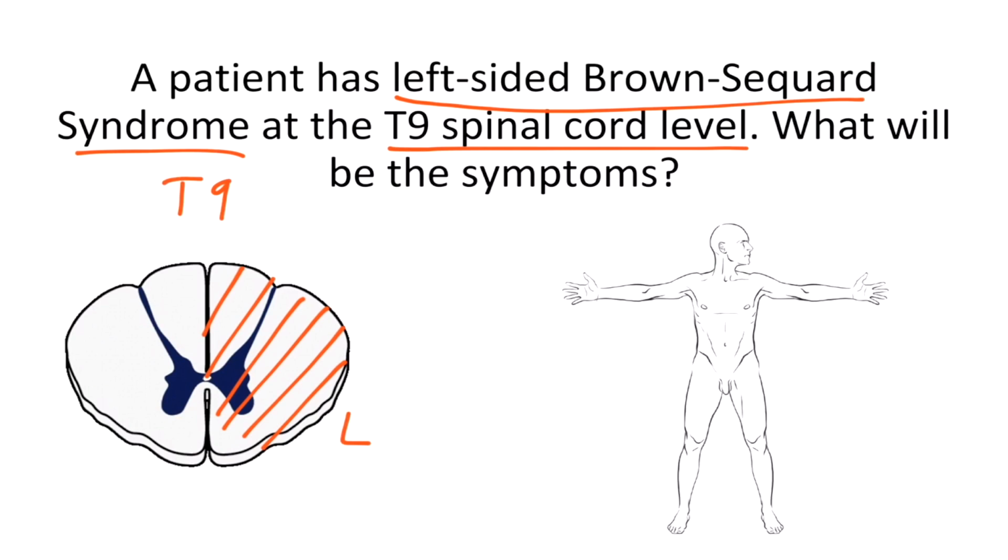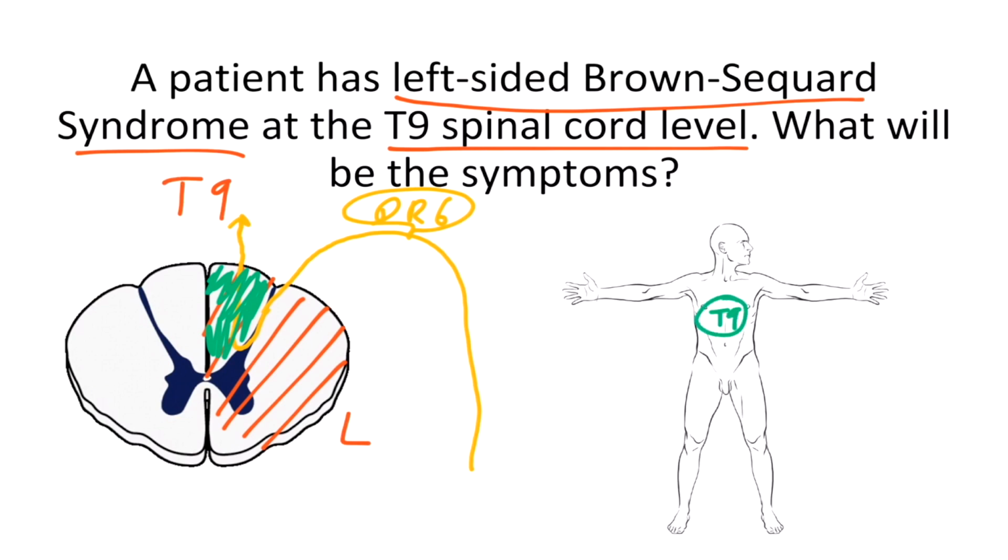So let's think of all 3 tracts one by one. First let's think of the dorsal column, which enters through the dorsal root ganglion, and then it doesn't synapse but just stays ipsilateral and goes up. So if the dorsal column is damaged, this portion right here, then everything below the T9 level would experience loss of vibration and proprioception. So if we draw T9 right here, then we would expect the patient would have lost vibration and proprioception everywhere on the ipsilateral side below the T9 spinal cord level. So we'll write loss of vibration and proprioception.